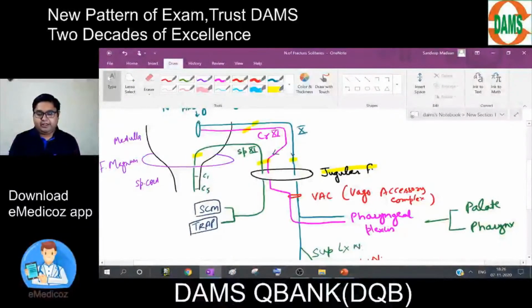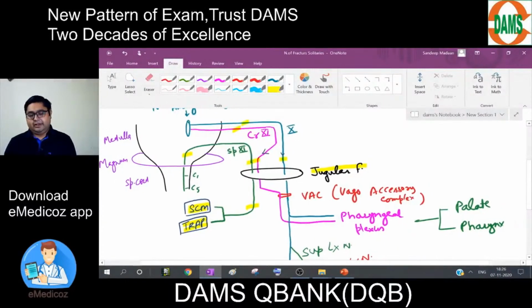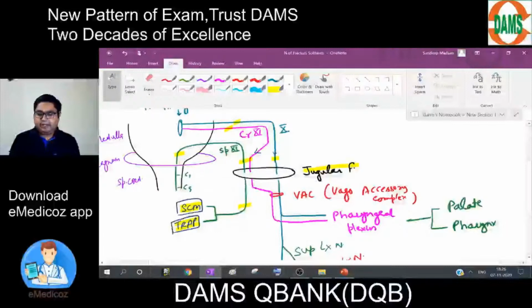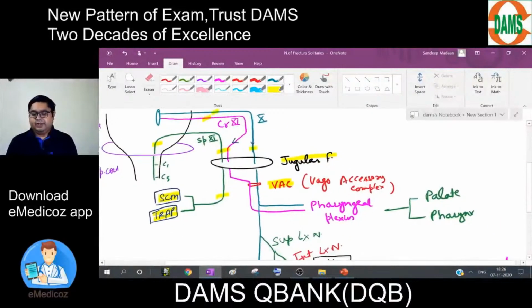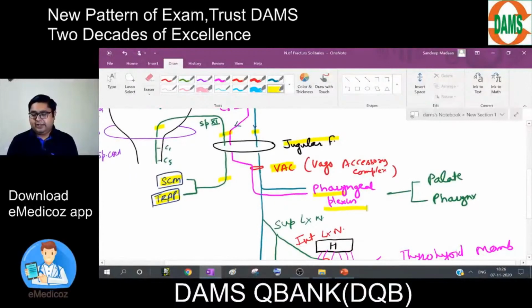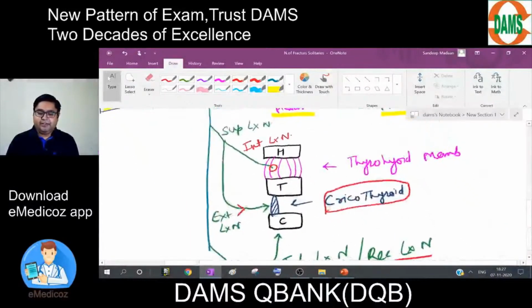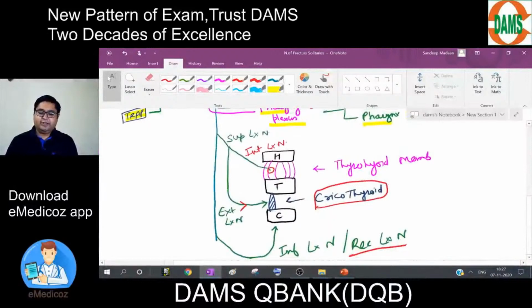Spinal accessory nerve is going to supply the sternocleidomastoid muscle and the trapezius muscle, whereas the other two nerves, the 10th nerve and the cranial accessory, are going to make the vago accessory complex, which is further going to make the plexus called the pharyngeal plexus, which is going to supply the muscles of the palate except tensor veli palatini, and muscles of the pharynx except stylopharyngeus. Then coming to the laryngeal part, we have from the vagus the superior laryngeal nerve and the inferior laryngeal nerve, which is commonly called the recurrent laryngeal nerve.